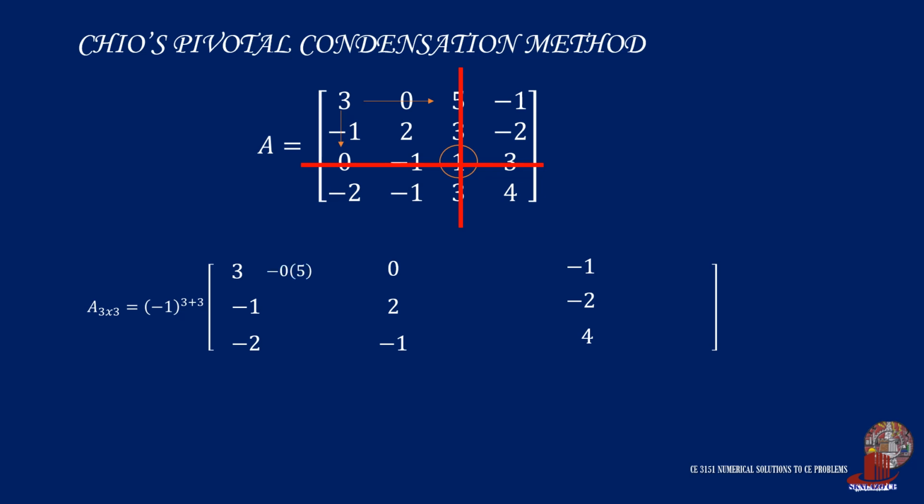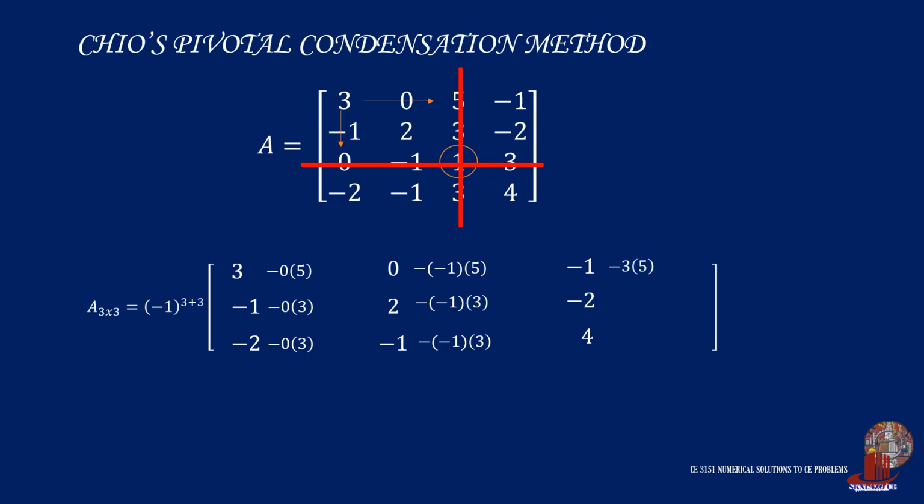So we subtract 0 times 5. Element 21 is subtracted by 0 times 3. And element 31 is subtracted by 0 times 3. Do the same procedure with the second column. A12 is subtracted by -1 times 5. Element 22 is subtracted by -1 times 3. Then element 23 is subtracted by -1 times 3.